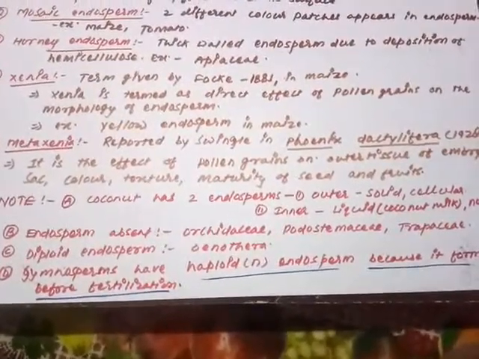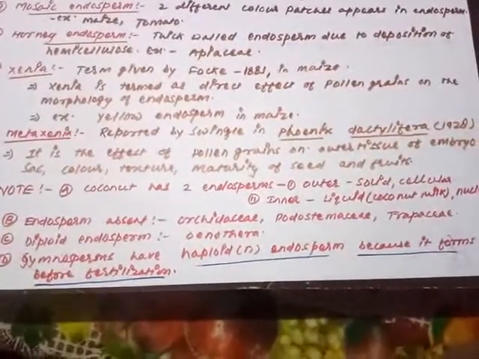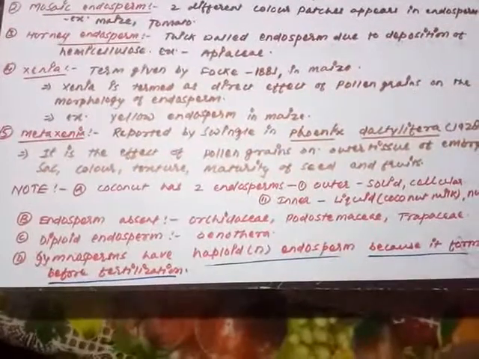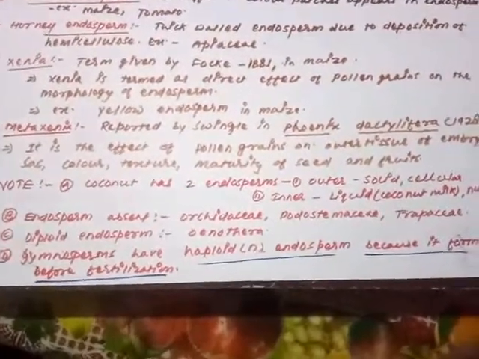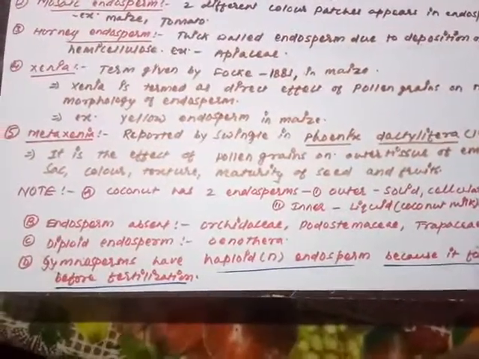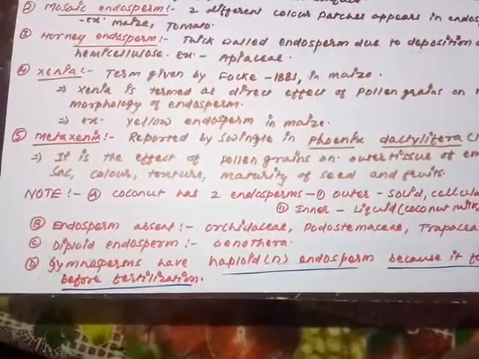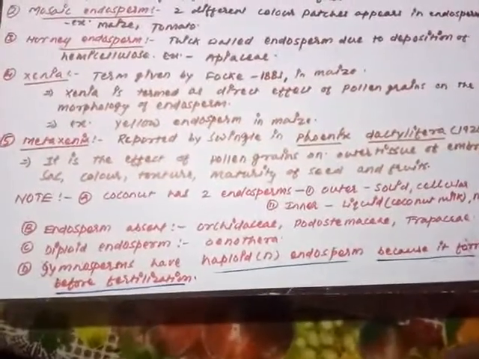In xenia, the pollen grain directly affects the external morphology of the endosperm, but in metagenia, pollen grains influence the morphology of the external layers of the embryo sac. It means they affect the color of the seed, the shape of the seed, the size of the seed, the maturity of the seeds and fruits, everything. Are you getting my point?